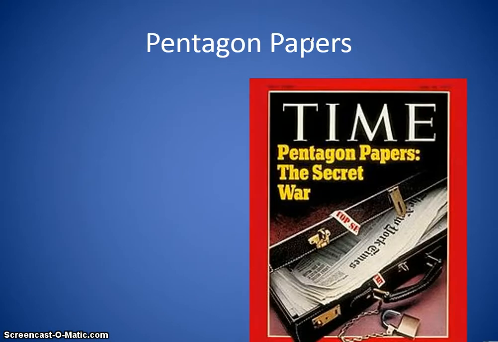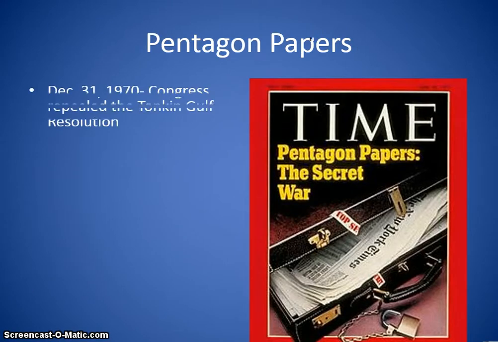Okay. Now the Pentagon Papers, more controversy. December 31st, 1970, Congress repealed the Tonkin Gulf Resolution. When you repeal, that means you're getting rid of it. So the Tonkin Gulf Resolution gave war powers to the president. Now they're going to take those war powers away. Okay, they're taking them away.